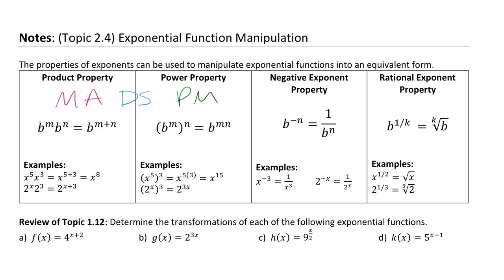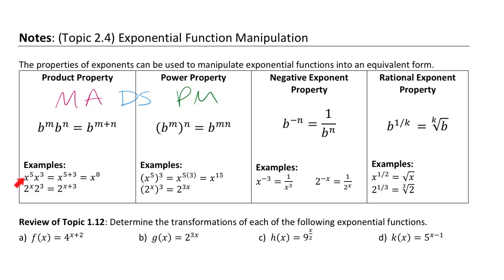The MADSPM rules are the ways that we can combine different bases together when they're the same base and have exponents. Those product, quotient, and power properties are as follows. If you are multiplying bases together, you can add the exponents. This one is not printed on your paper because I'm not going to use it in class today, but if you are dividing the bases, you can subtract the exponents. If you have a power raised to a power, you can multiply the exponents.